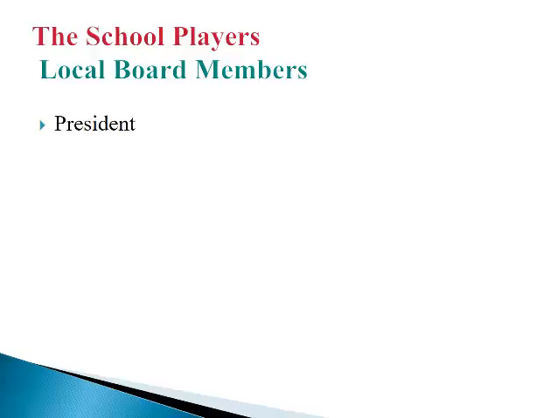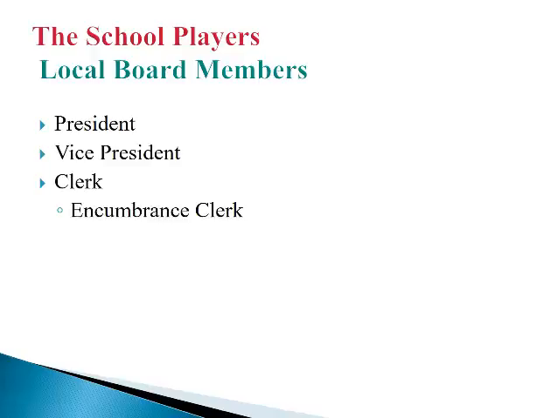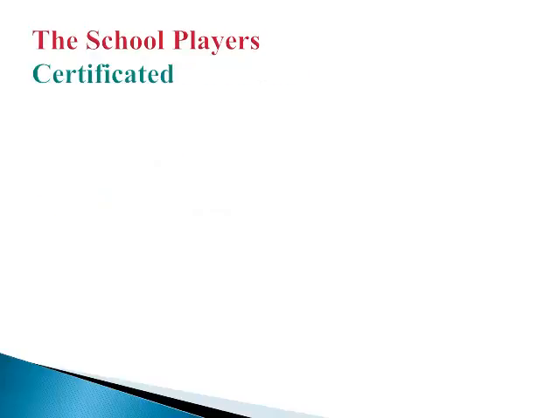School boards have a president, a vice president, a clerk, could be an encumbrance clerk, at least those three people, and they typically rotate around the board. These are, of course, elected positions to schools, so in that sense, it is truly a democratic process the way our schools are run.